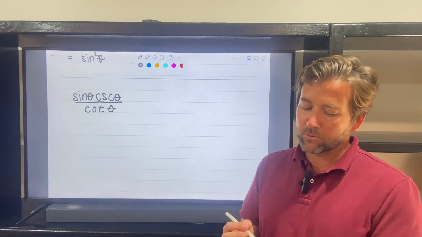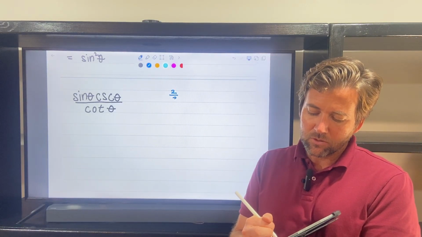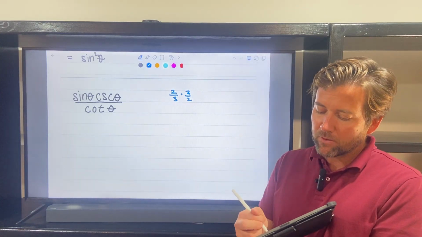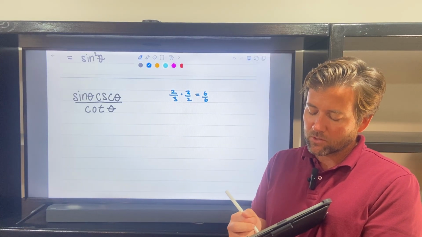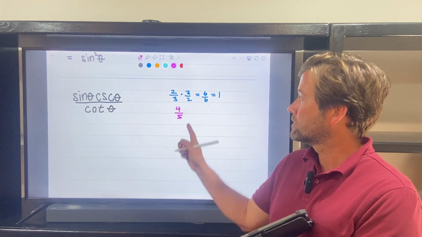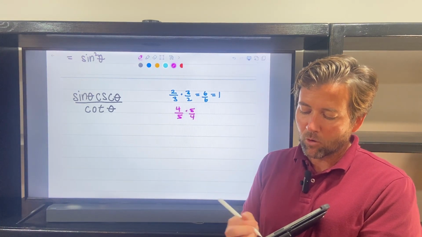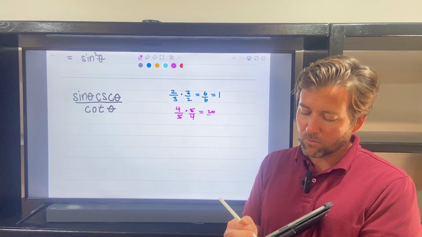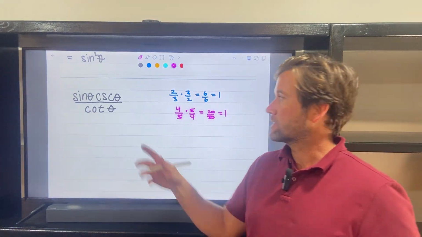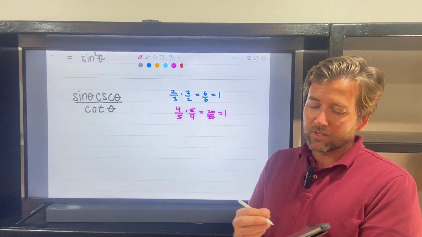So when you multiply reciprocals, the product is 1. You know this, like 2/3 and 3/2, those are reciprocals. And when you multiply those, you get 6 over 6, which is 1. You know that the reciprocal of 4/5 is 5/4. And so when you multiply reciprocals, you get 20 over 20, which is 1. So I have complete confidence that sine of theta and cosecant of theta are reciprocals. So when you multiply those, you get 1.